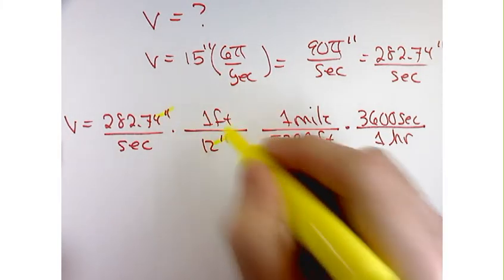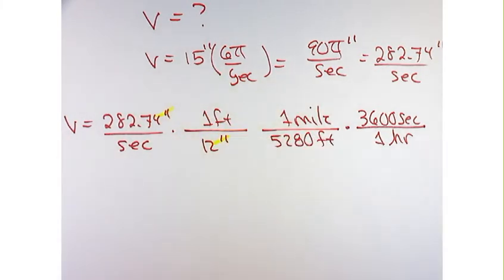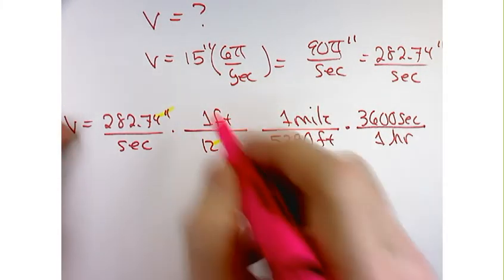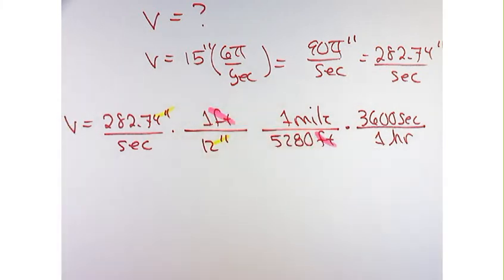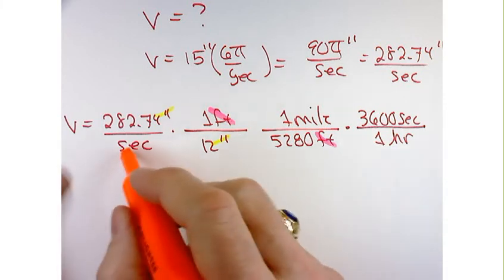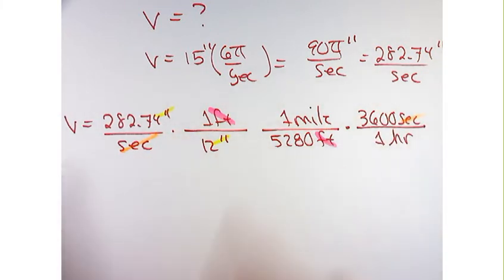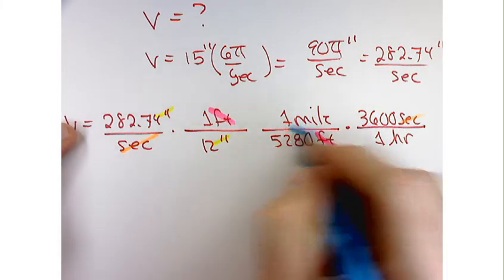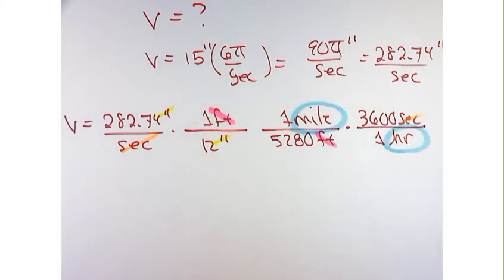Units of inches cancels. Units of feet cancels. And then, last but not least, units of seconds will cancel. And what we'll be left with is units of miles per hour. So that's a way you can kind of double check yourself. If you're actually taking the time to write down the units, you can see that you got this set up right.